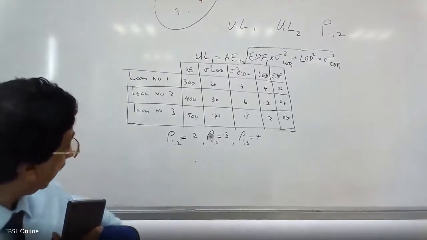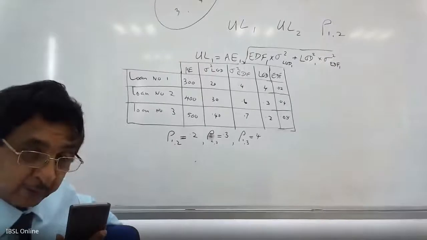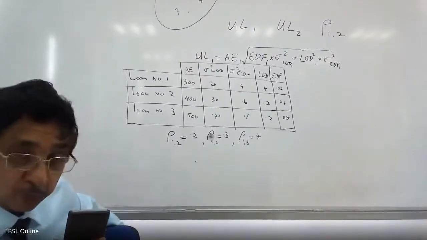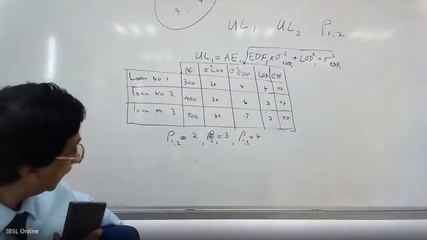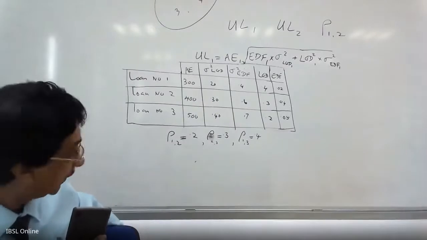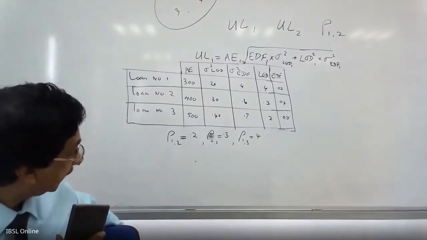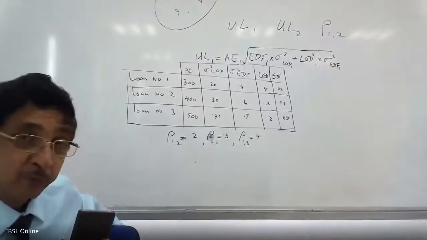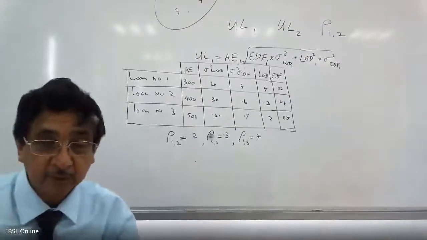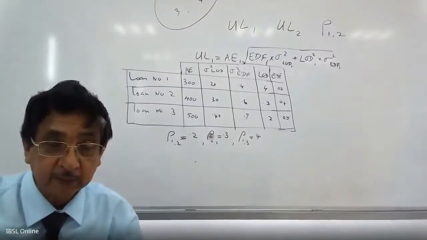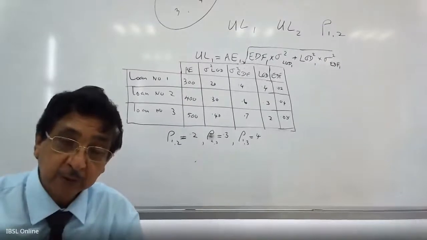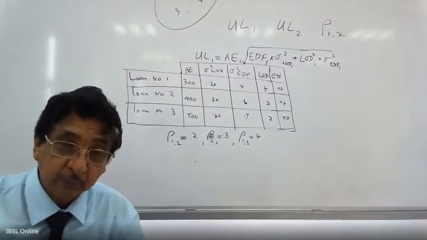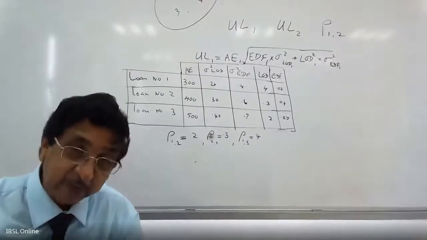Then underneath you have the correlation coefficients. Between loans 1 and 2 it is 0.2. Between loans 2 and 3 it is 0.3. And the last one, between loans 1 and 3, is 0.4. So those are the values. To be clear on that, I just read all these things. Now, first of all, what you need to do is calculate loan number 1's unexpected loss.